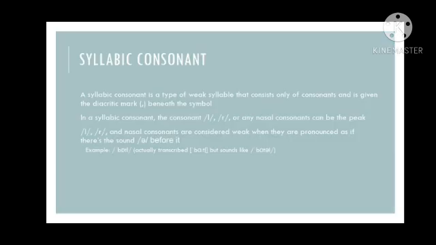Okay, then there is the syllabic consonant. A syllabic consonant is a type of weak syllable that consists only of a consonant and is given a diacritic mark beneath the symbol. In a syllabic consonant, the consonant L, R, or any nasal consonant can be the peak. L, R, and nasal consonants are considered weak when they are pronounced as if there's a schwa sound before it. Example, "bottle" is actually transcribed with a schwa, but sounds like a syllabic L.